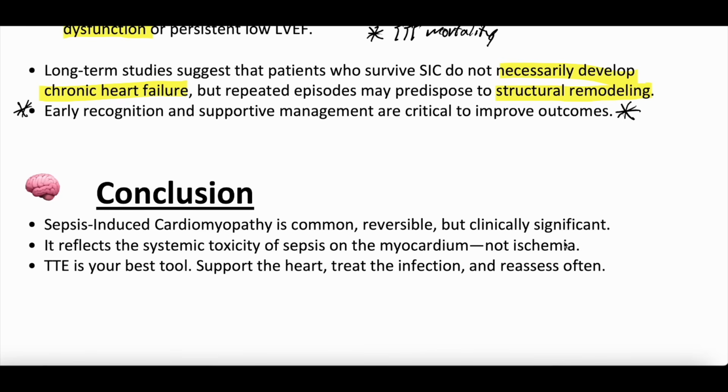And then echocardiogram is your best tool. Use echocardiogram, support the heart, treat the infection, reassess often. These are all crucial concepts.